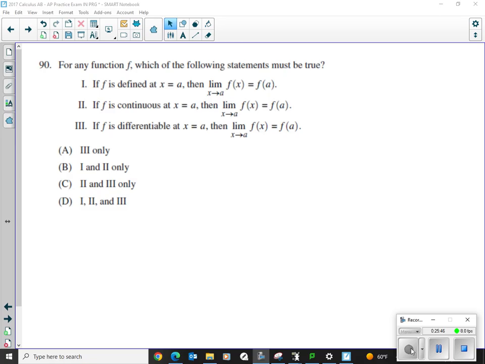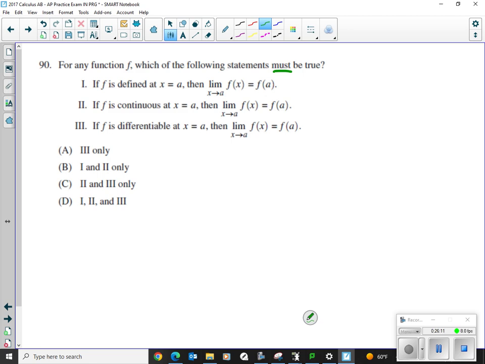Number 90. For any function f, which of the following statements must, not can, must be true? Okay? Choice 3, choice 1 and 2, choice 2 and 3, or all 1, 2, and 3. Wow, we have the whole gamut there, except 1 and 3, but who puts 1 and 3 together?